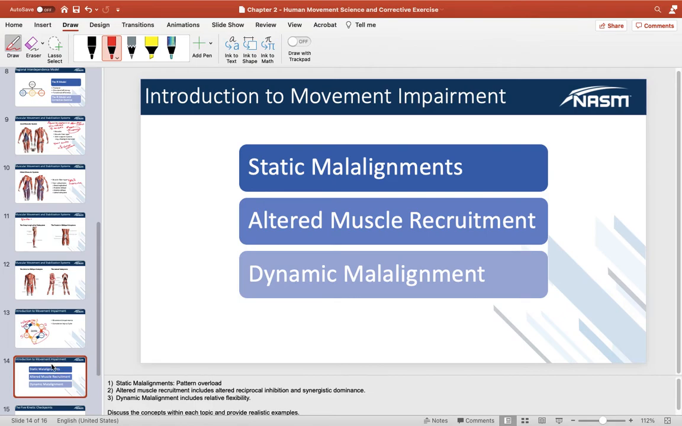All right. So at that point, you have static malalignments. You end up with these altered muscle recruitments. Then that leads to dynamic malalignments, and that's usually with movement. So if you look at a lack of flexibility as potentially the cause for that, that means that under movement constraints, you have bad patterns of movement as well.